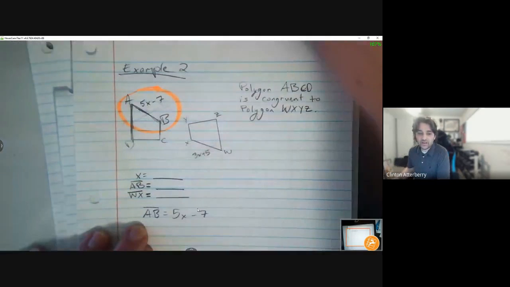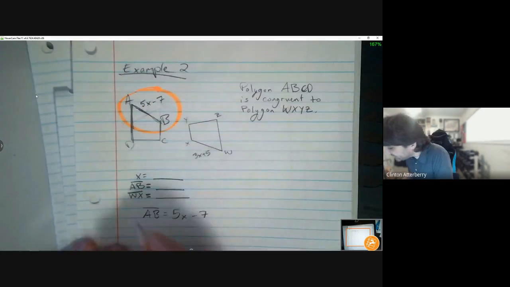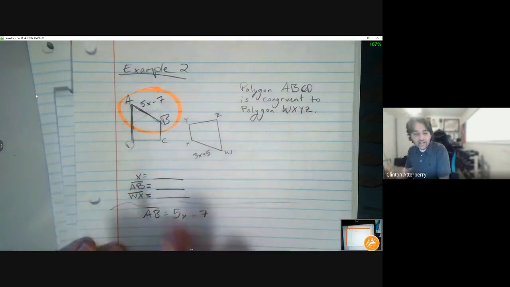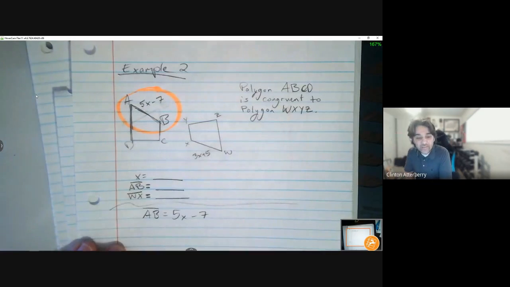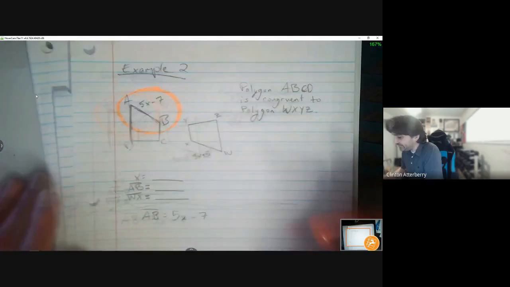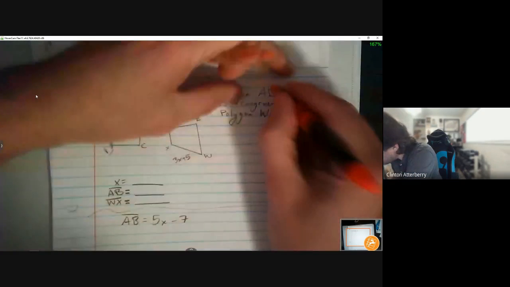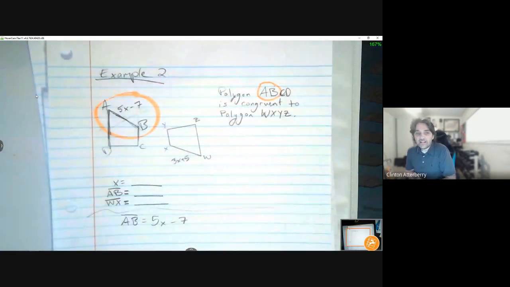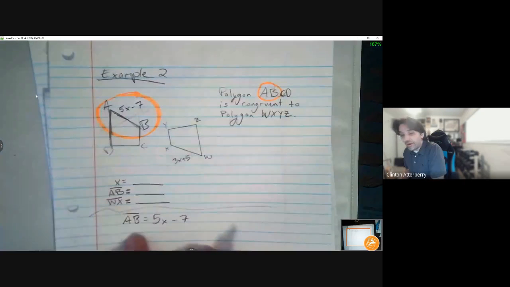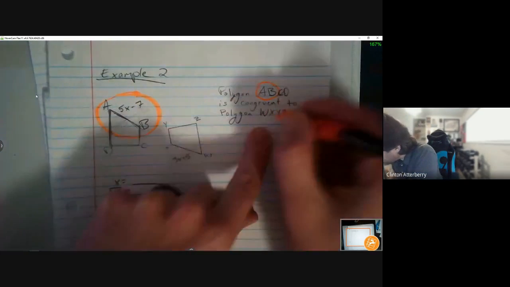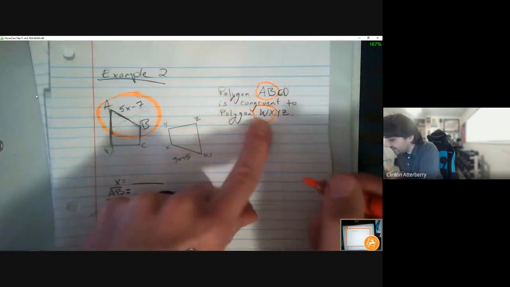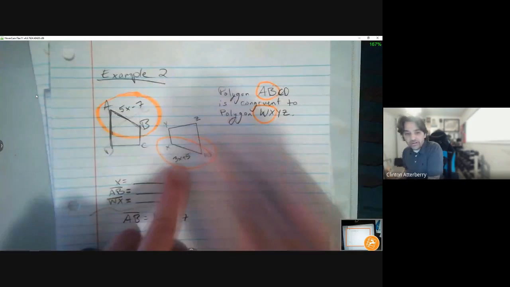Now, what's so important about this information right here about 5x minus 7? Well, you see here how AB is the first letters. Since AB is the first letters and we know what AB is, look at over here. You see how it says WX? Well, look what they gave us right here, WX.